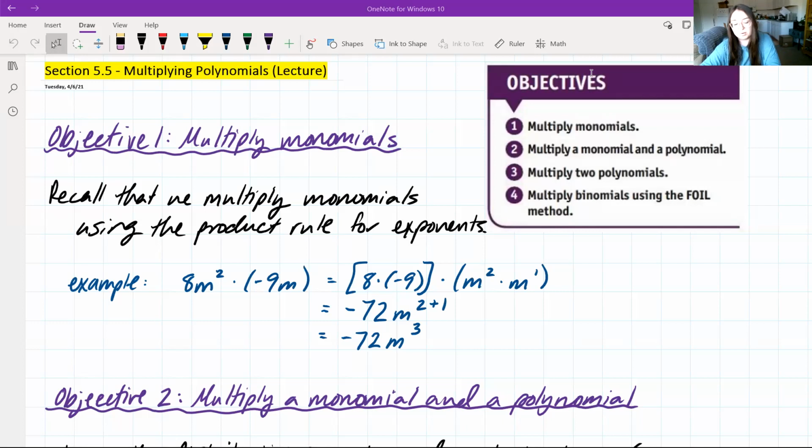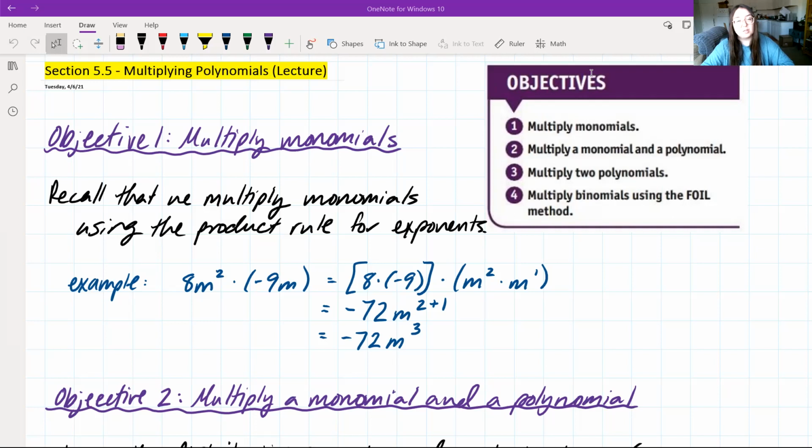So objective 1, we want to multiply monomials. So recall that we multiply monomials using the product rule for exponents. So for an example, if we had something like 8m squared times negative m, we would multiply our coefficients together, and then we multiply our variables. And when we multiply our variables, we can go ahead and add our exponents, since we're multiplying.